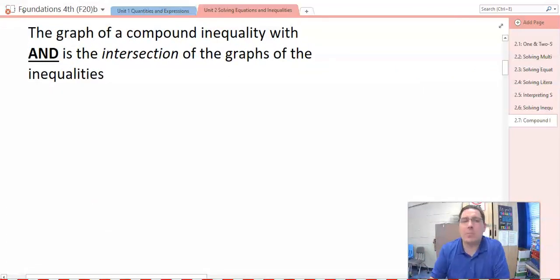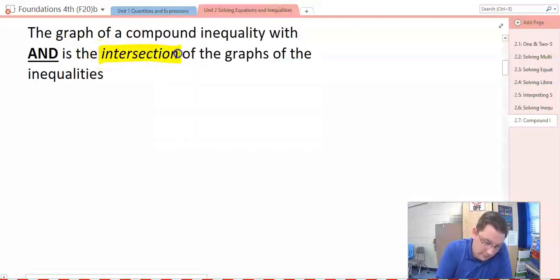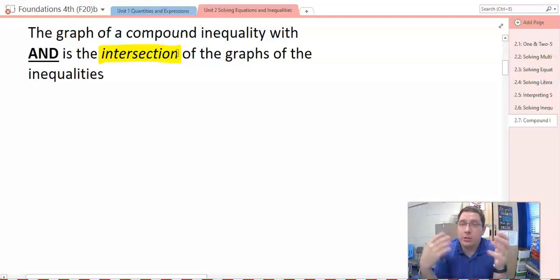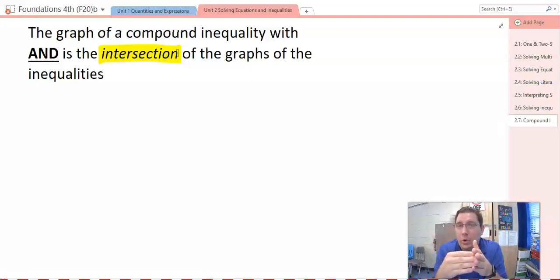The graph of a compound inequality with the word and is the intersection of the graphs of the inequalities. And so when we talk about the word intersection, what does it mean to intersect? We think about roads. If we go to Highway 1 and Highway 601, they intersect somewhere. Or if we talk about I-20 and I-26, it's an intersection of those two interstates, which we call malfunction junction. It's where they meet.